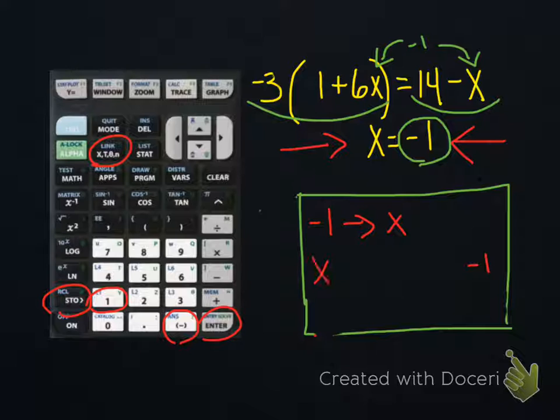It's not x, store, -1. No, that's not the way the calculator works. It wants the number and then the letter. There's a really good reason, but right now you don't need to understand that reason. It would take too long for me to explain. So let's get to the point where we actually check and see that our answer is right.